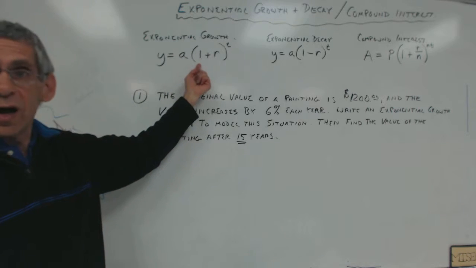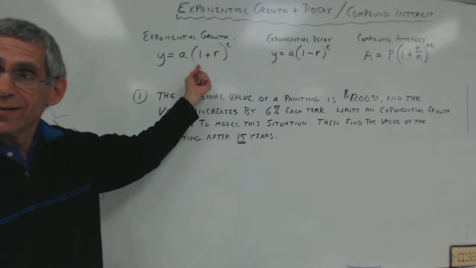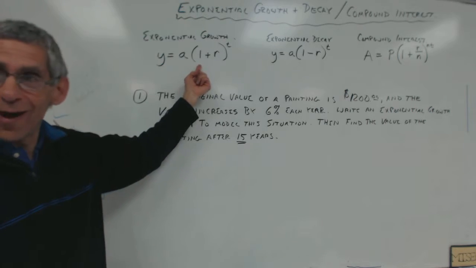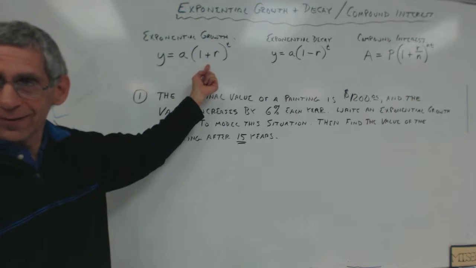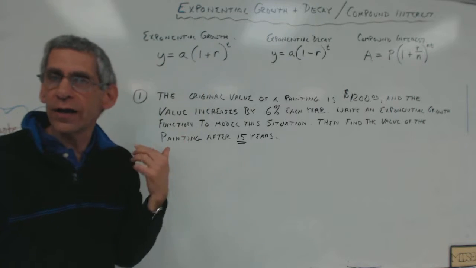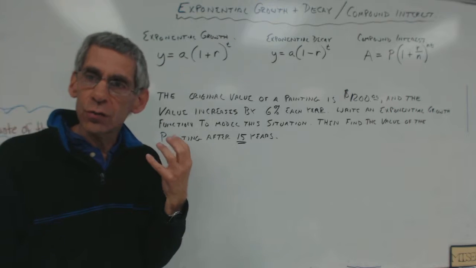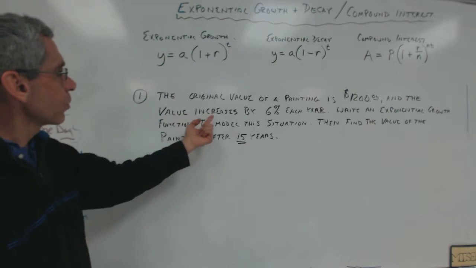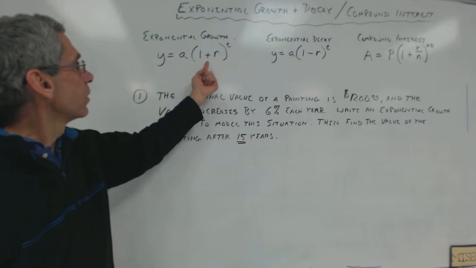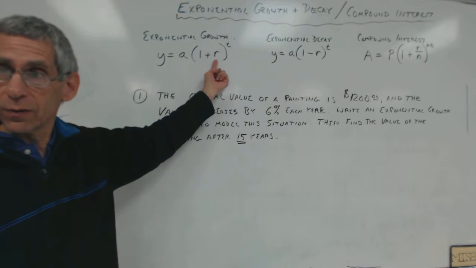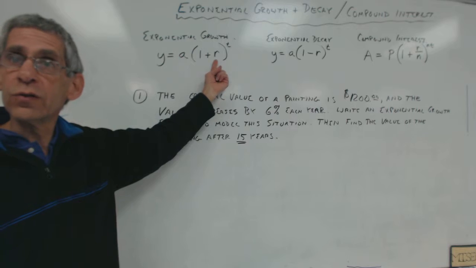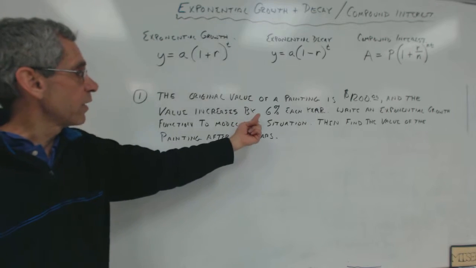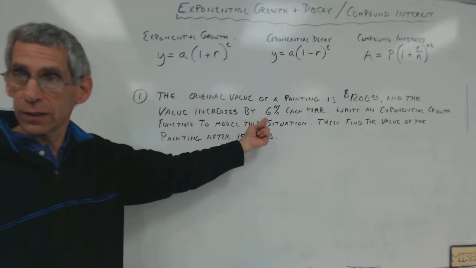Parenthesis, 1 is a 1. Isn't that great? I thought you'd like that. It's a 1. And then a plus, and then R. R is your rate of increase, which is 6%. In this case, it increases by 6% each year. And you always write it as a decimal. Always write it as a decimal. So you would have to change that to 0.06, right?